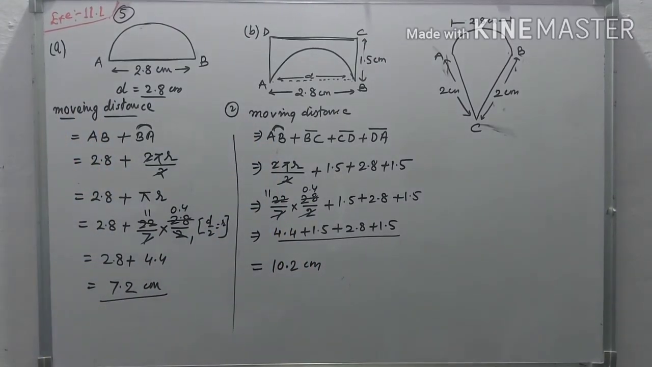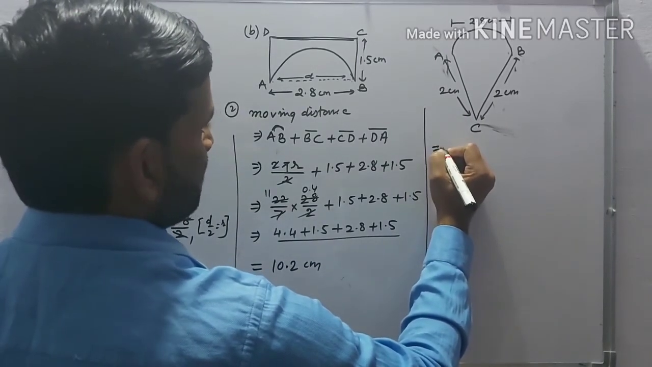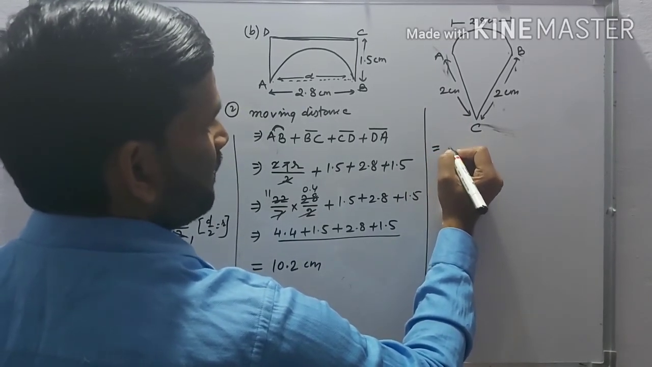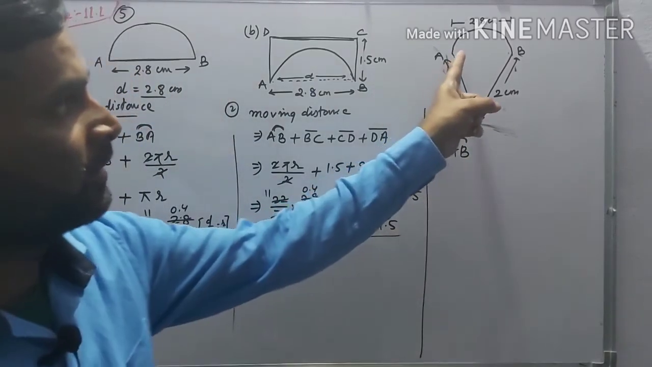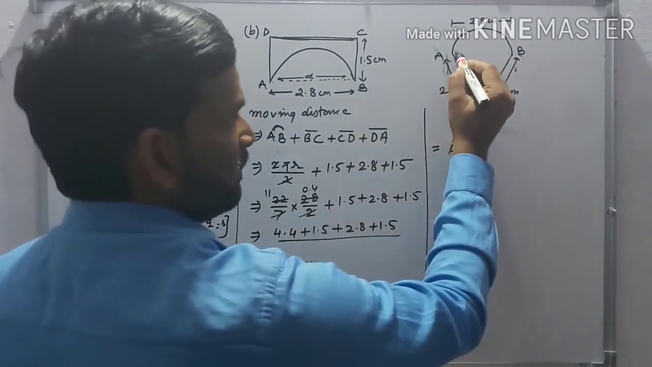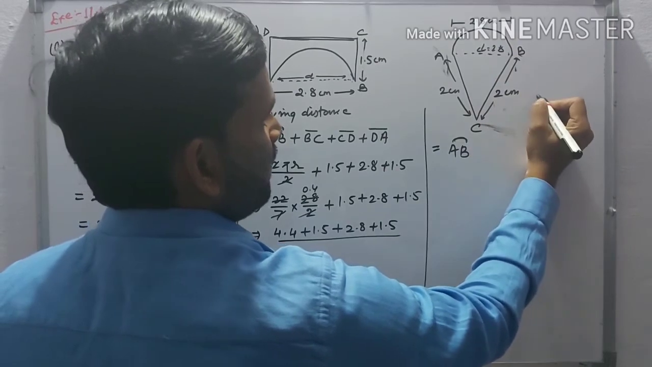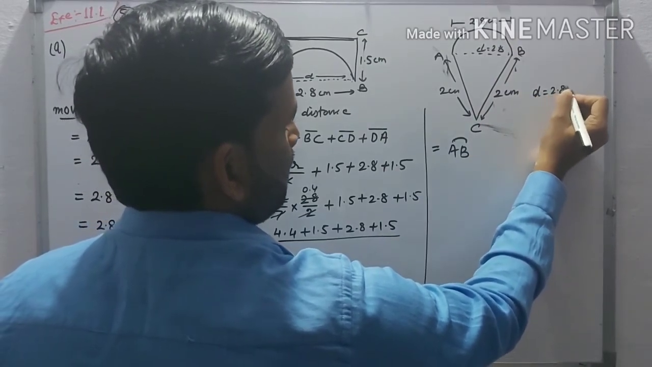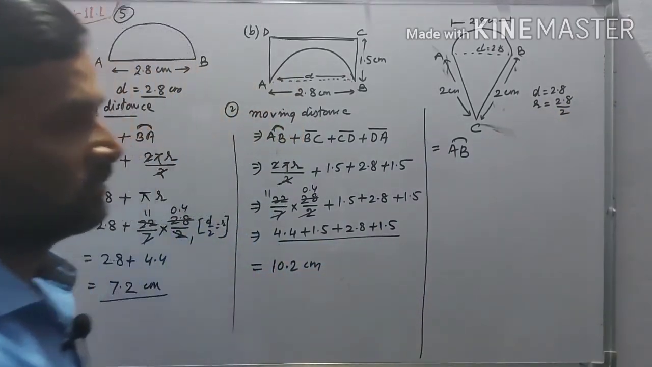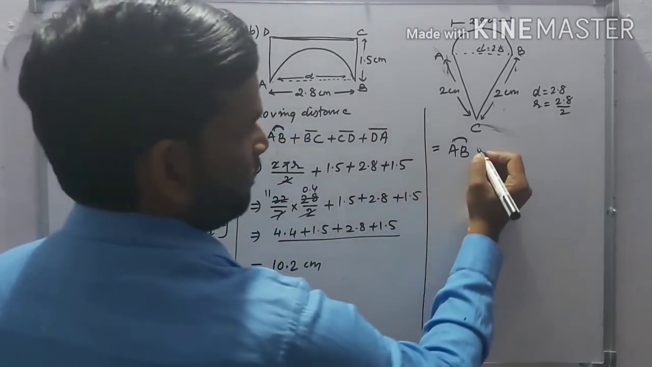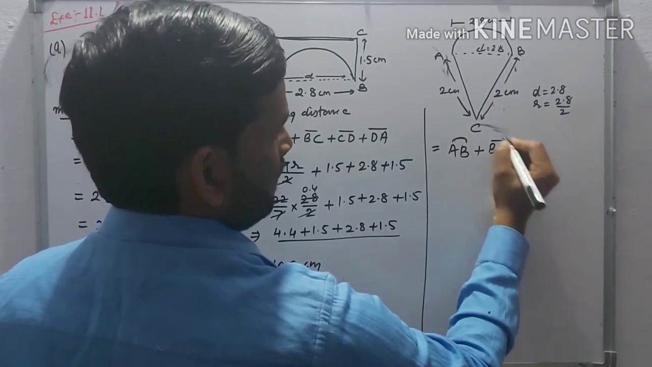Now start the third. Here the moving distance is equal to, starting at A, first AB, again a curve, and the diameter is 2.8. So the radius is 2.8 upon 2, plus B to C, a line segment, and C to A.